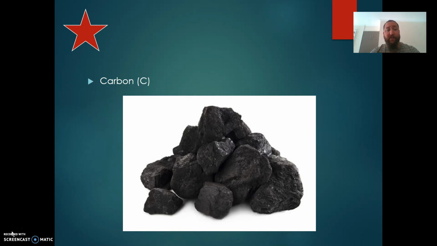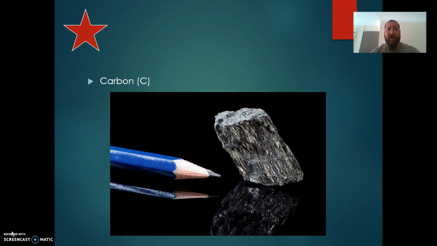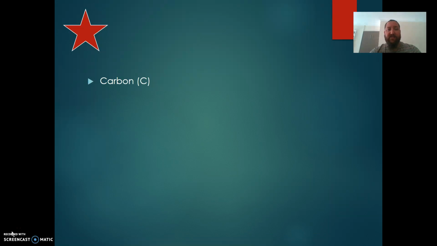Carbon. Here we have some coal. Basic carbon, one of the most common elements in the universe and the one that makes up most of your body, in fact. Here we have carbon, this time a different type of carbon. This is graphite. Graphite is what is in the middle of your lead pencils. Not lead, but actually carbon. And the last element that we're going to have a look at here is actually carbon again.